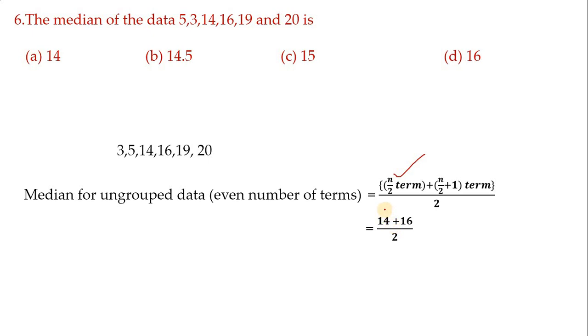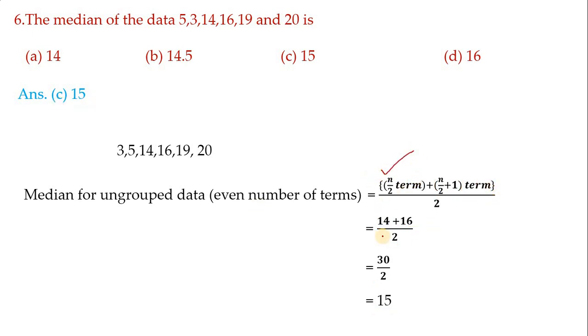So 14 plus n by 2 plus 1 means that is 16. So add these two: 14 plus 16 is 30. 30 divided by 2, we get how much? 15. So therefore the correct option is 15. So this is the formula, children.